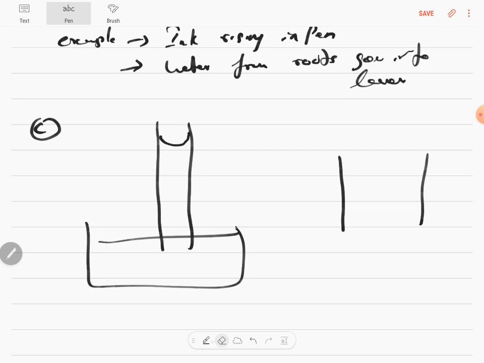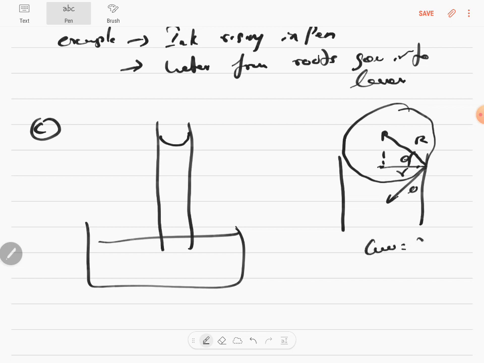Let me draw it properly. From here to here is capital R, and from here to here is small r, the radius of the tube. Capital R is the radius of the sphere of the bubble. This angle is theta, and this is also theta. Make it into a right triangle. Can you see that cos theta is equal to small r by capital R? So write from this triangle the expression for cos theta.